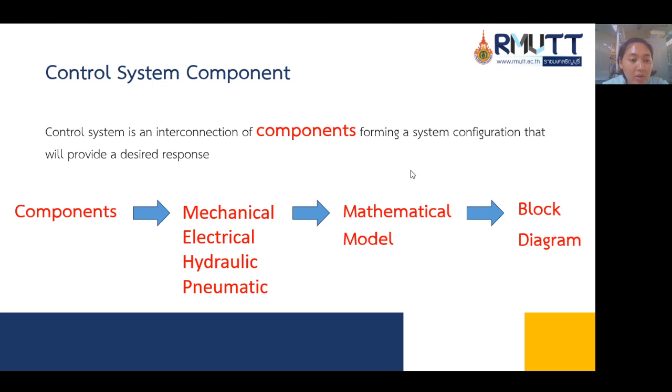And then the control system component is an interconnection of components forming a system configuration that will provide a desired response. This is for the component. The component can be mechanical, electrical, hydraulic, or pneumatic. Then make it into a mathematical model and put it in the block diagram.